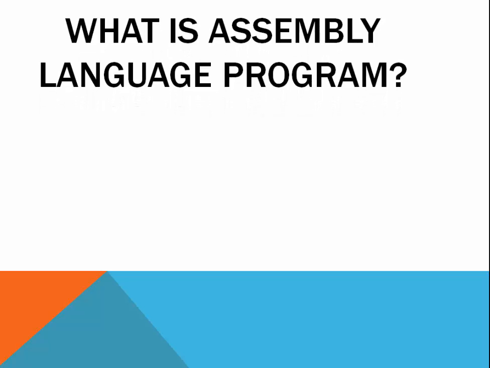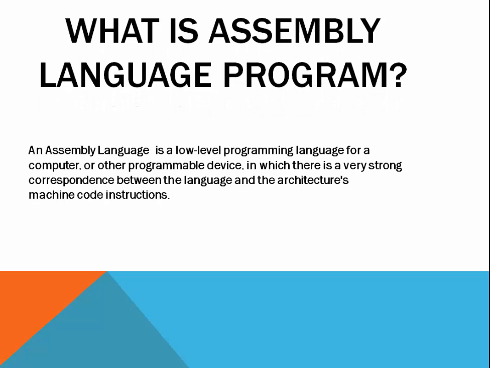What is an assembly language program? An assembly language is a low-level programming language for a computer or other programmable devices, in which there is a very strong correspondence between the language and the architecture's machine code instructions. A program made in such language is called an assembly language program or a source program. It is converted to an object program by an assembler.